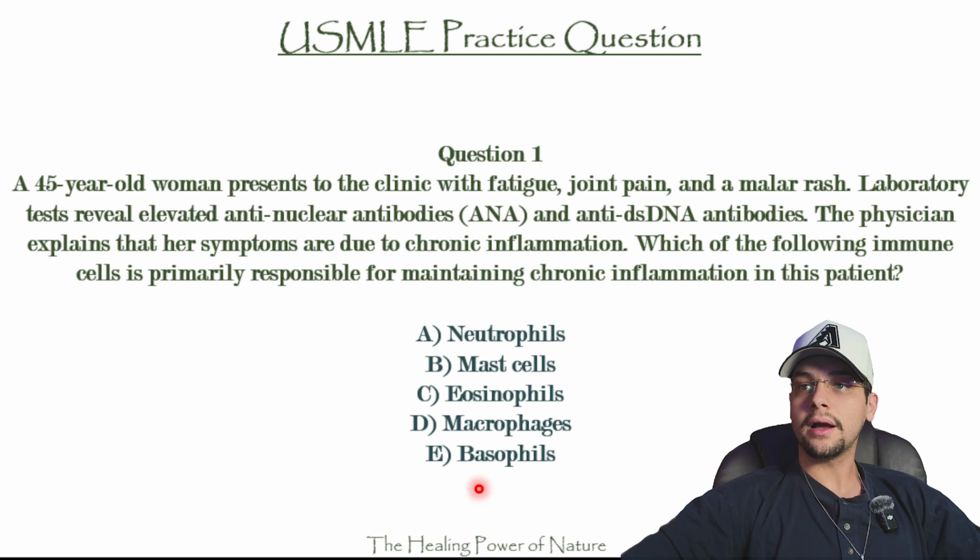So question number 1, like I always tell you, read the last sentence, then read your options, then read the entire question. So I'll go ahead and give you a few minutes, and then we'll discuss the answer. So the correct answer was D, macrophages. So remember, chronic inflammation is primarily mediated by monocytes/macrophages and lymphocytes, unlike acute inflammation, which is dominated by neutrophils.